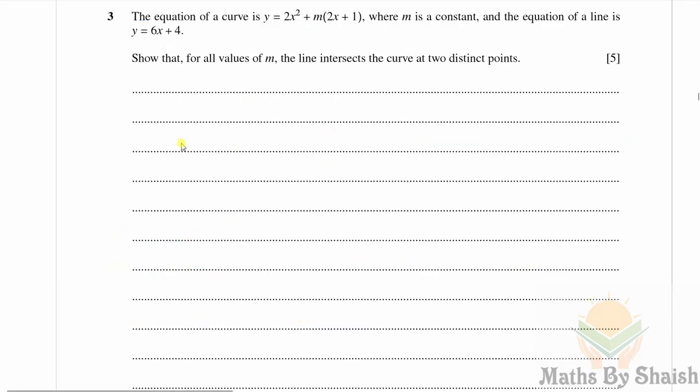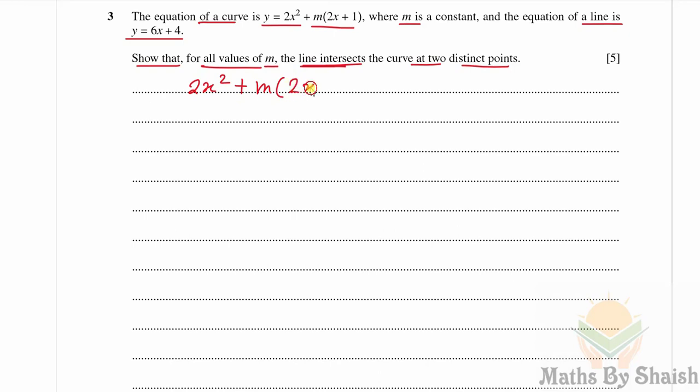Here's the third question. The equation of a curve is y is equal to 2x squared plus m times 2x plus 1, where m is a constant, and the equation of a line is given as y is equal to 6x plus 4. Show that for all the values of m, the line intersects the curve at two distinct points. Since we are going to find the intersection, we'll equate them. So it is going to be 2x squared plus m times 2x plus 1 is equal to 6x plus 4. So we are going to show that it is going to give us two solutions for all the values of m.